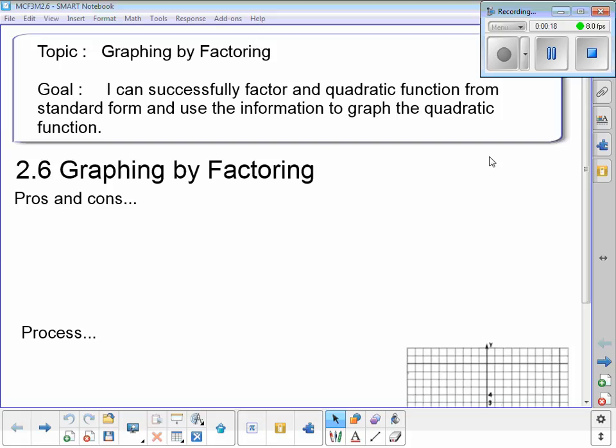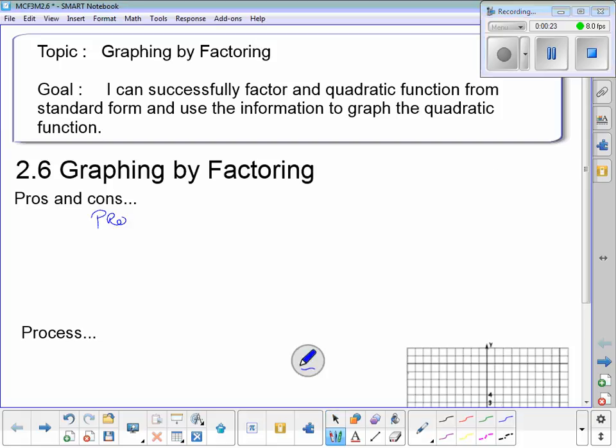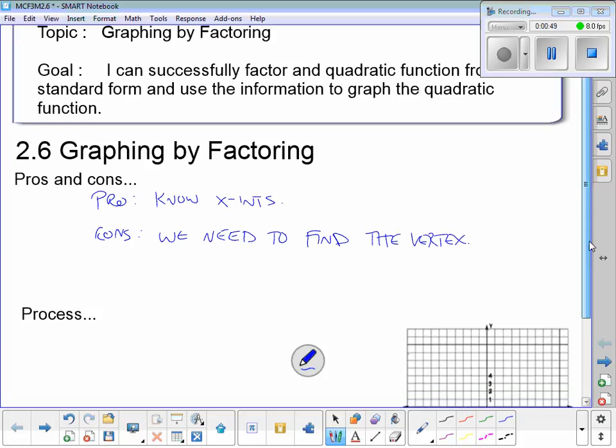So graphing by factoring, pros and cons. Pros, again, similar to yesterday, we know the x-intercepts. We're going to know what our x-intercepts are right away. The con, we need to find the vertex. All right, so that's where the bulk of the work is today. Find the vertex. So let's talk about the process below.